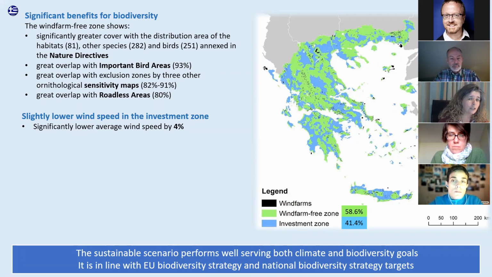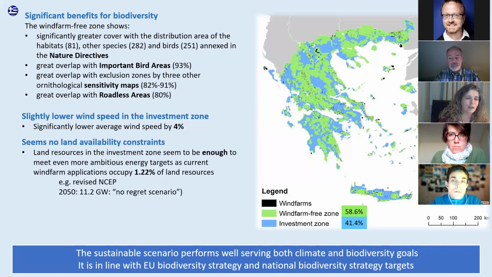And we also cross-checked with data for wind speed in the two zones. And it's only 4% less in the blue zones of the investment zone. So it doesn't seem to be really a problem, the wind speed. It also seems not to have important land availability constraints, because we can reach these energy targets by occupying only 1.22% of land resources in the blue zone.